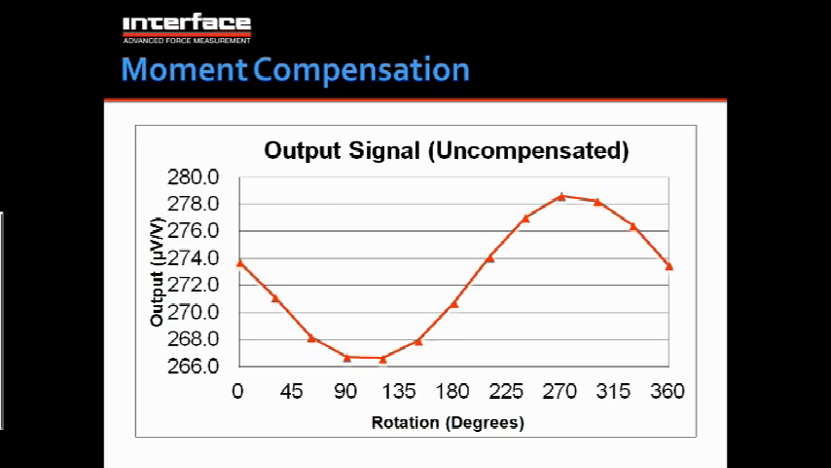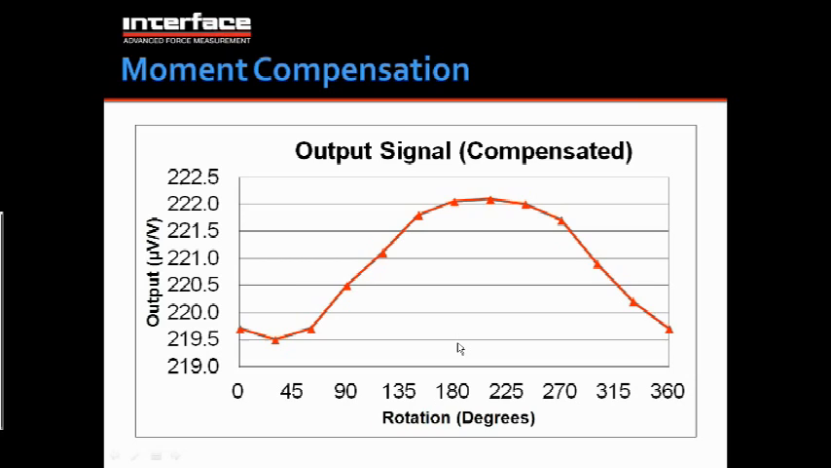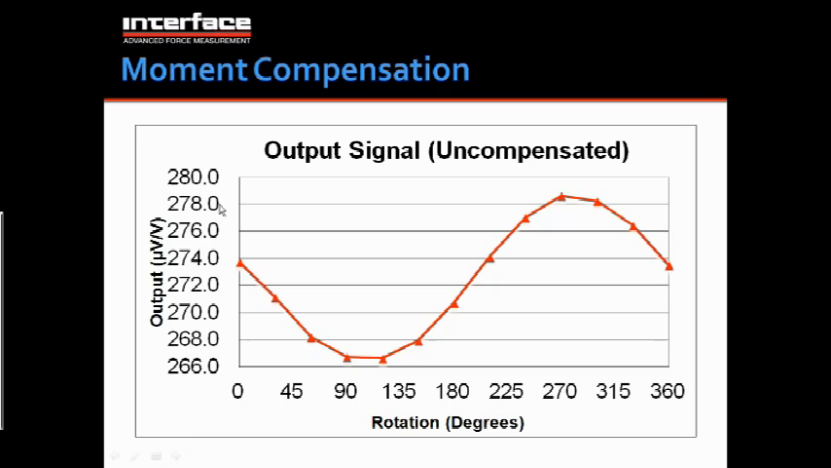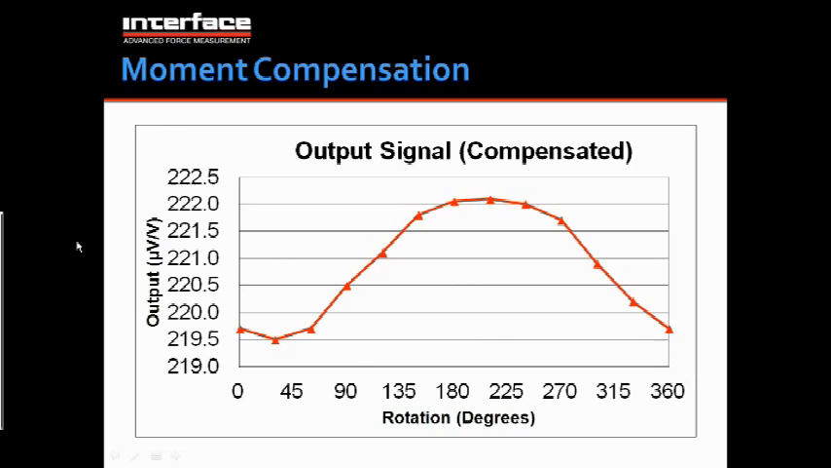In this next slide, let me refer back to the previous slide. So here we have a difference of about 12 microvolts per volt. And again, this is in the uncompensated condition. So after the load cell has been moment compensated, we see that the error, or the difference between the higher readings and the lower readings that we obtained out of that load cell, is now minimized to just under 3 microvolts per volt.